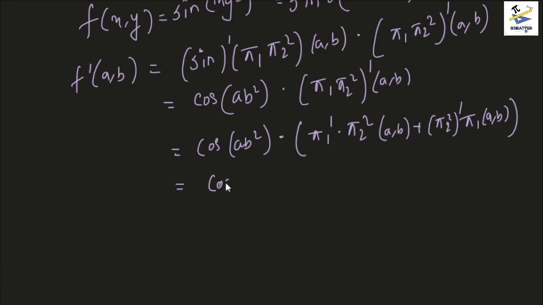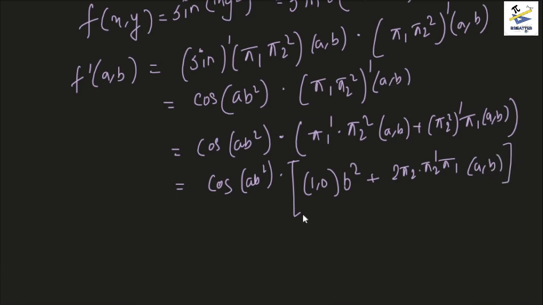This would mean this is cosine of a b squared multiplied by, now pi 1 prime, and pi 2 squared is basically b squared. You just put in the value b squared, and pi 1 prime is, it's not 0 actually, sorry, it's (1, 0). So pi 1 prime is (1, 0) multiplied by pi 2 squared, and you put in the value, you get b squared, plus pi 2 prime is basically 2 pi 2 into pi 2 prime into pi 1 at (a, b). I'm going to do that in the next step.